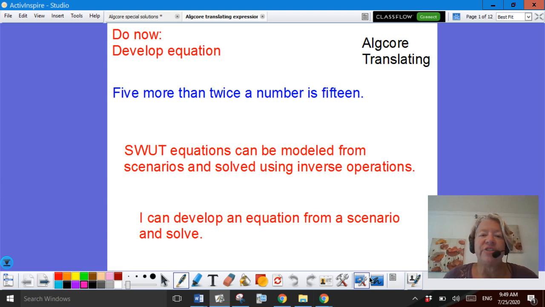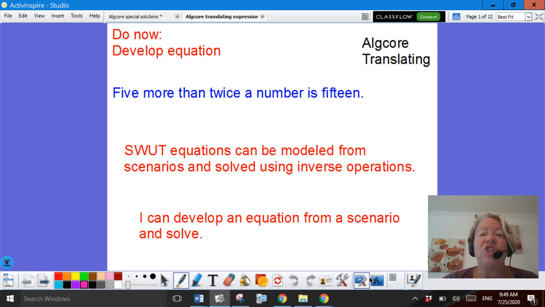Right, so today we're actually going to work on what is called translating expressions. Okay, translating expressions. So we are going to be looking at math problems in words and writing them as numbers, or vice versa. We're going to go from numbers to words. Okay, numbers to words. So let's start with our do now today.